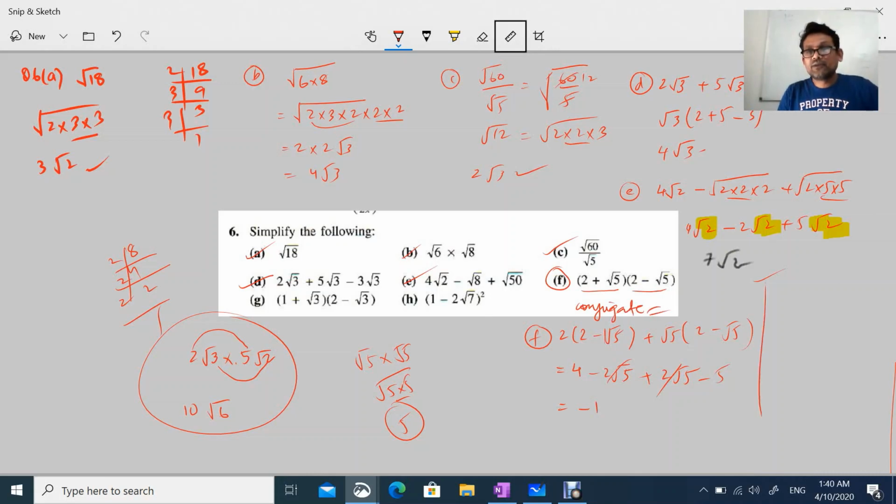Conjugate is a very important thing. Suppose we have a plus b and a minus b. When we multiply, your result will be what? A square minus b square. This is called the conjugate, like here, the radical has plus on one side and minus on the other side.